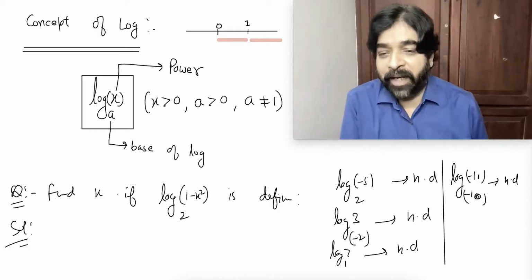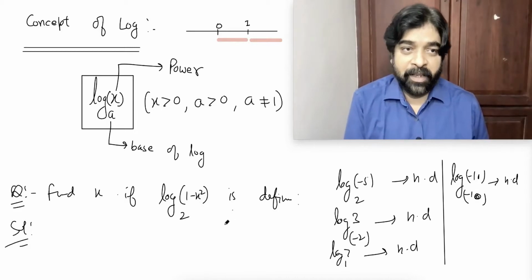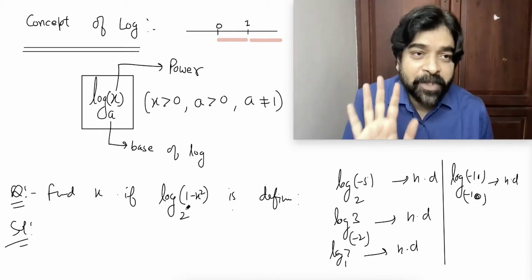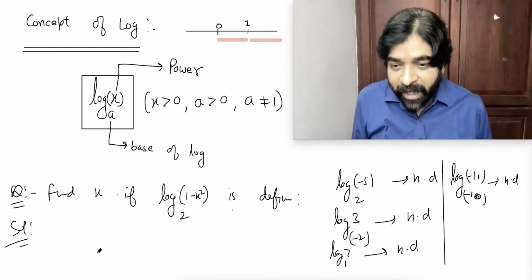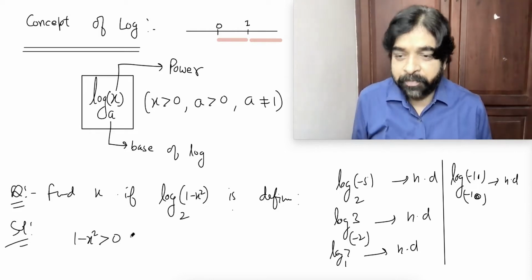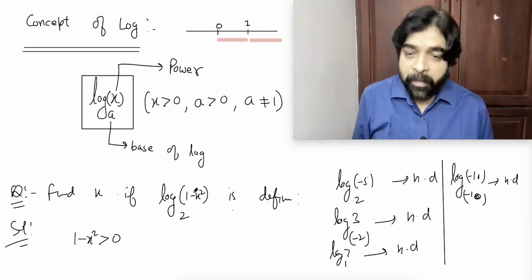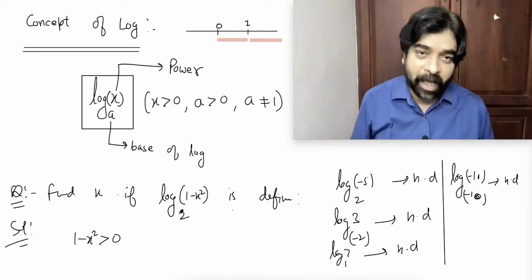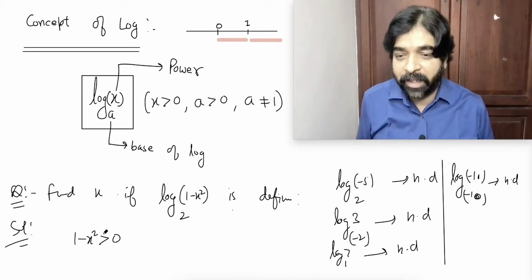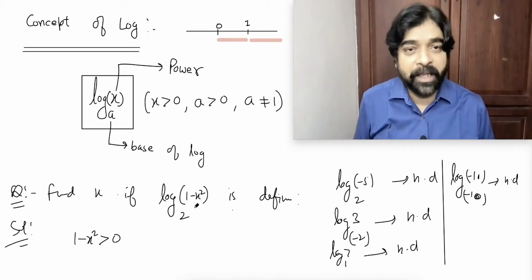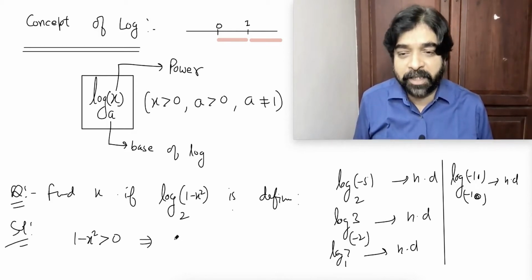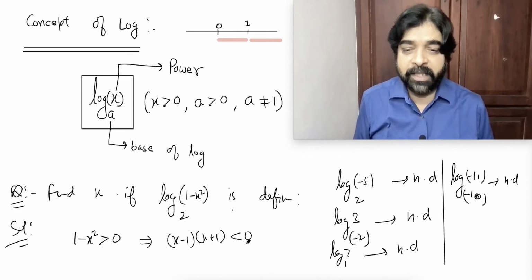What did I ask you? Find x if this is defined. So apply the condition. When will this be defined? Log of something is defined when this bracket is greater than 0. Base greater than 0, this is already greater than 0, we don't have to write. Base should not be equal to 1, that is already not equal to 1, I don't have to write. So this is the only condition. Problem can only happen here. So I want that it should be positive. So 1 minus x square must be greater than 0. So it means x minus 1 into x plus 1 will be less than 0.